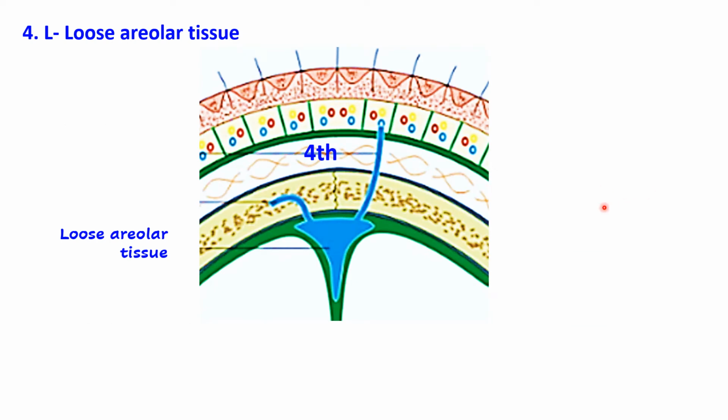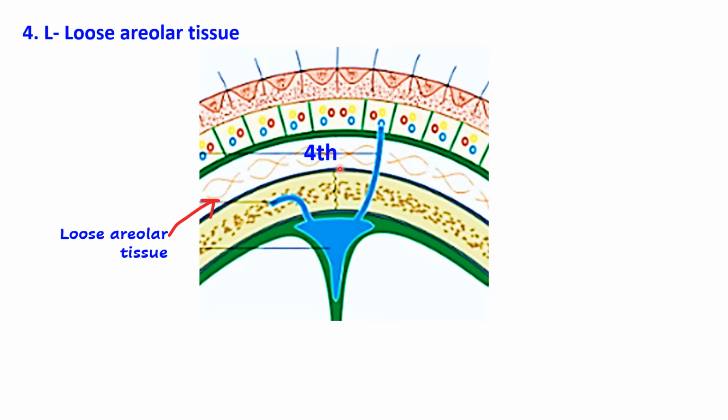Coming to the fourth layer, a very important layer. This is the loose areolar tissue layer, which we can see here. This is present here. This is the fourth layer, right? So this is actually so loosely the connective tissue is present there. This is a potential space.